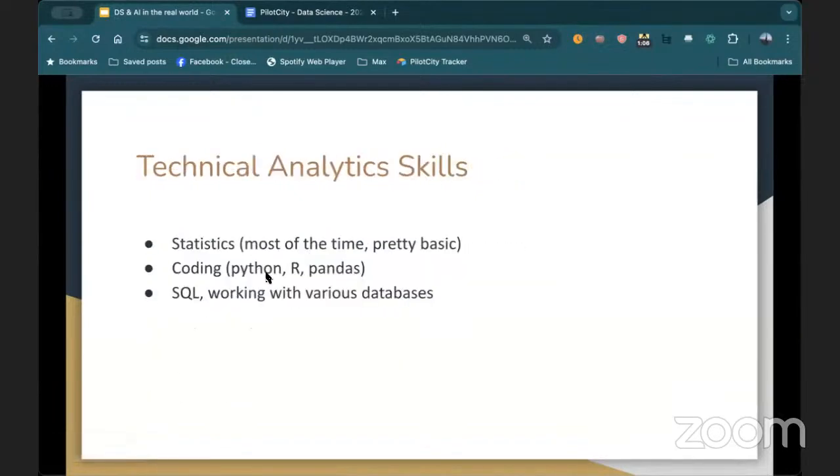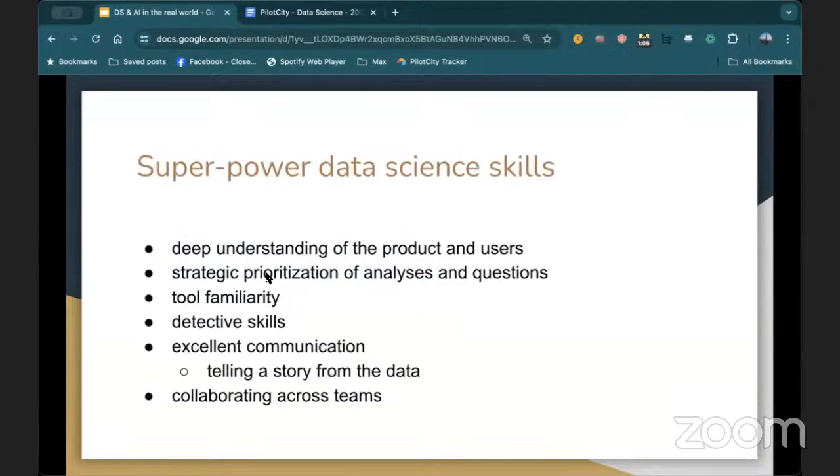But okay, what are actual superpower data science skills? When I look at the best data scientists, they're not the best statisticians or the best coders. They have all these other superpower skills. They have a deep understanding of the product and users. They strategically prioritize analyses and questions.